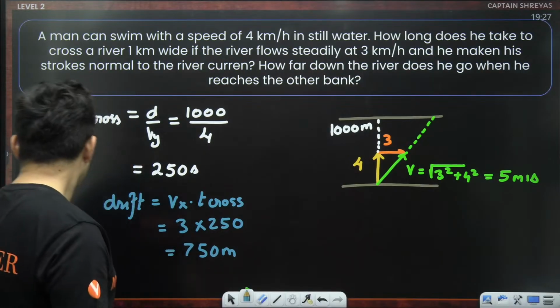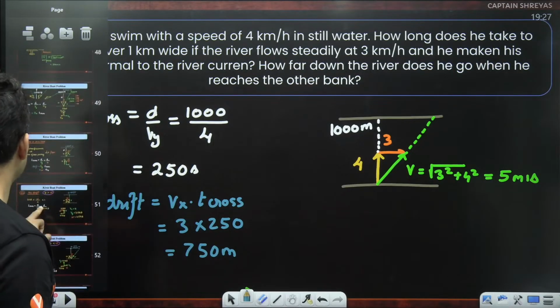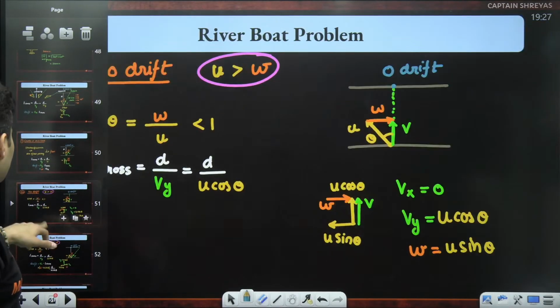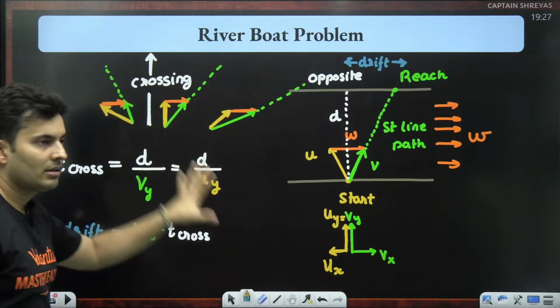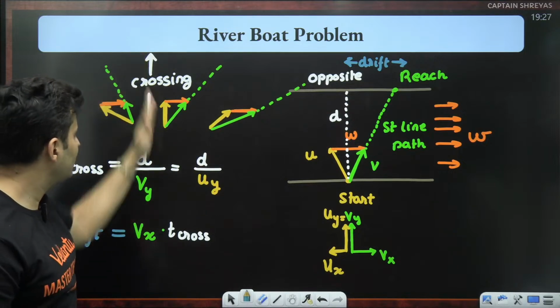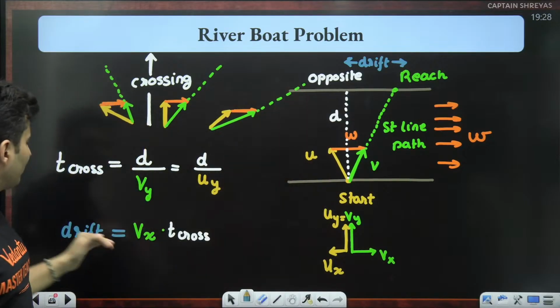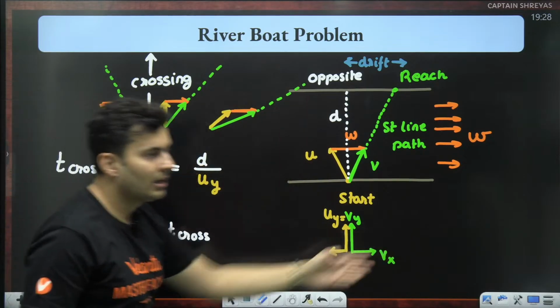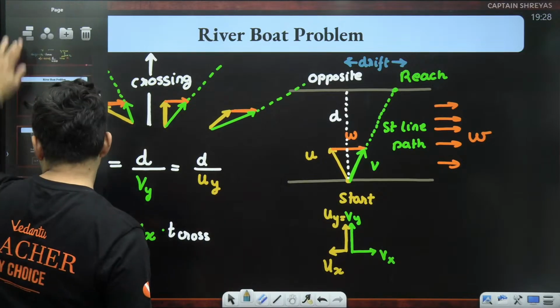Okay. So basically, what do you see? Every single time, whether it is this case, this case, this case, it's a generic formula every time. To cross, crossing direction is this, so only consider that velocity which is the resultant y velocity. For drift, use the resultant horizontal velocity. That's it. Okay. So these were your riverboat problems.